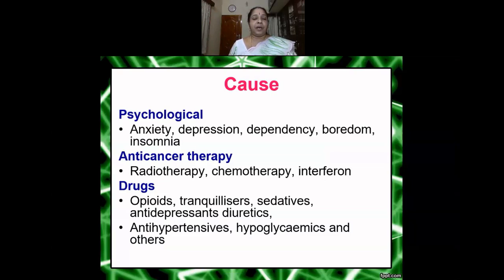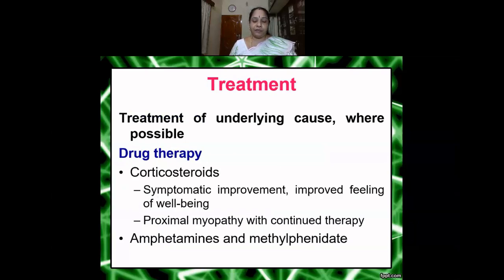Anti-cancer therapy that is given in the form of radiotherapy or chemotherapy or interferon. Drugs such as opioids, the tranquilizers, sedatives, and the antidepressants that are given to the patients, and the diuretics, antihypertensive drugs that are given to reduce the hypertension, hypoglycemic drugs that are given to reduce the glucose, and other drugs can cause weakness. Treat the underlying cause wherever possible.